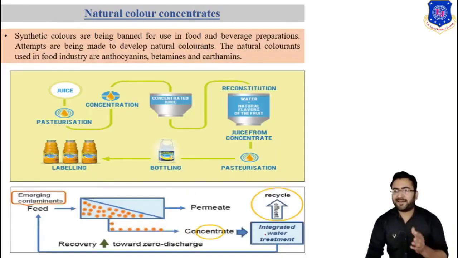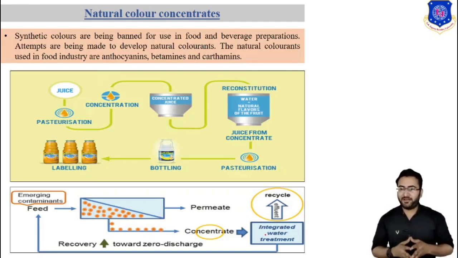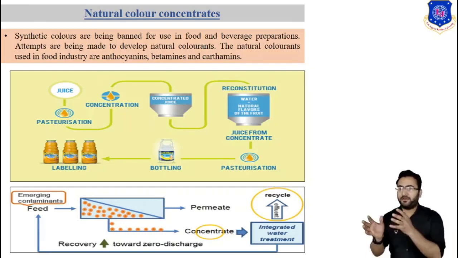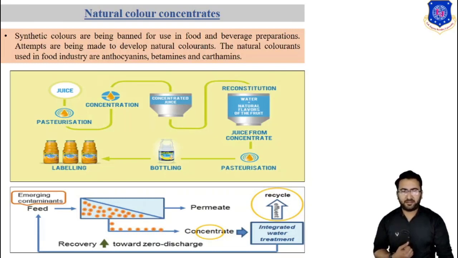Now let's discuss the second application of reverse osmosis, which is natural color concentration. Synthetic colors are being banned for use in food and beverage preparation. Attempts are being made to develop natural colors. The natural colors used in the food industry are anthocyanins, carotenoids, and similar pigments. Natural color contains the colorant at 0.1 to 0.2% and 6 to 8% of dissolved solids. The RO process can be used to prepare a high concentration of natural coloring material for more practical industrial application.